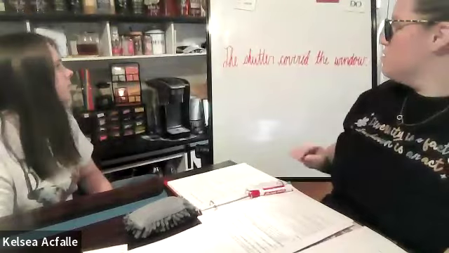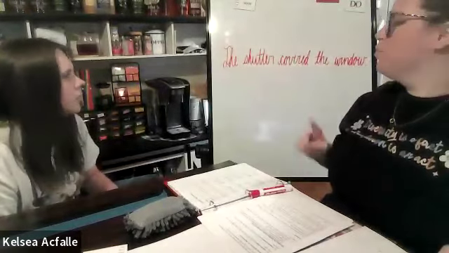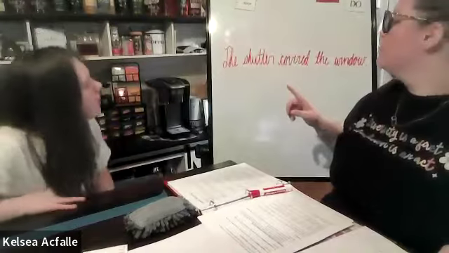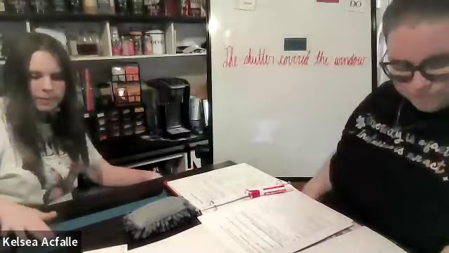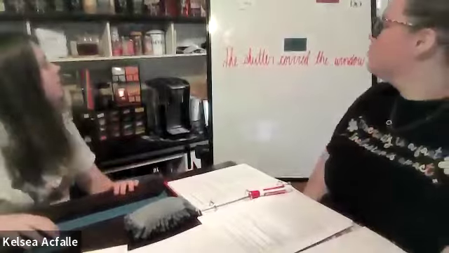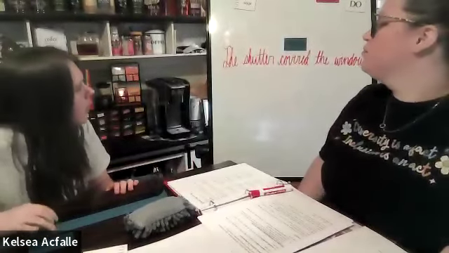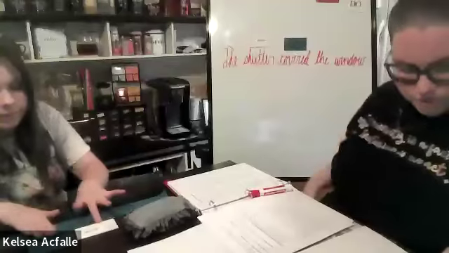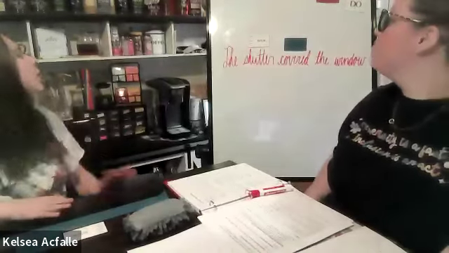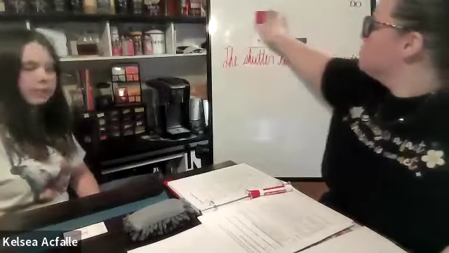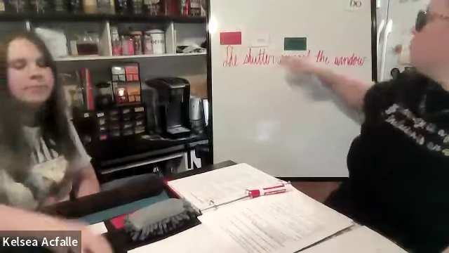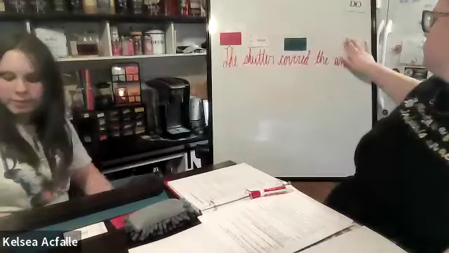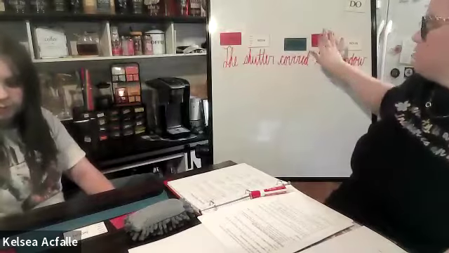What is the action of the sentence? Covered. Good job. Who or what covered? Shutter. The shutter covered, which is our noun. Good. What type of shutter? The shutter. Our article. Covered what? Window, which is our noun. Another noun. What type of window? The window, which is an article. Good.